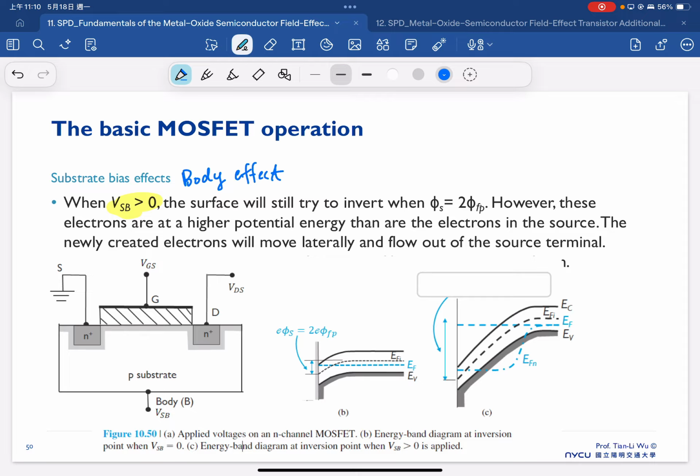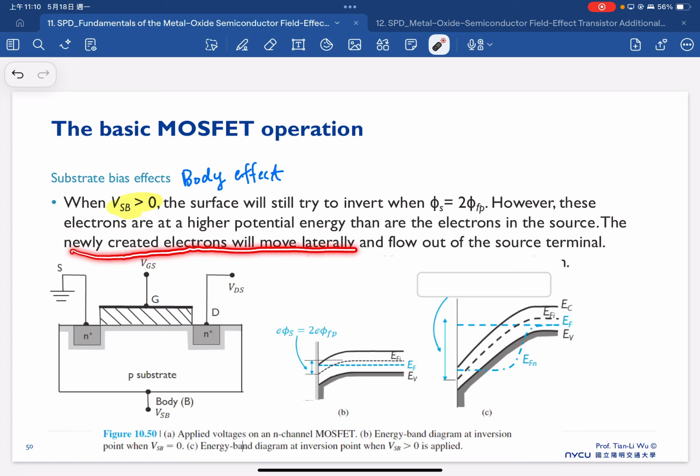So when VSB is larger than 0, the surface will still try to invert when phi s equals 2 phi F. However, these electrons are at a higher potential energy than other electrons in the source. The newly created electron will move laterally and flow out of the source terminal.